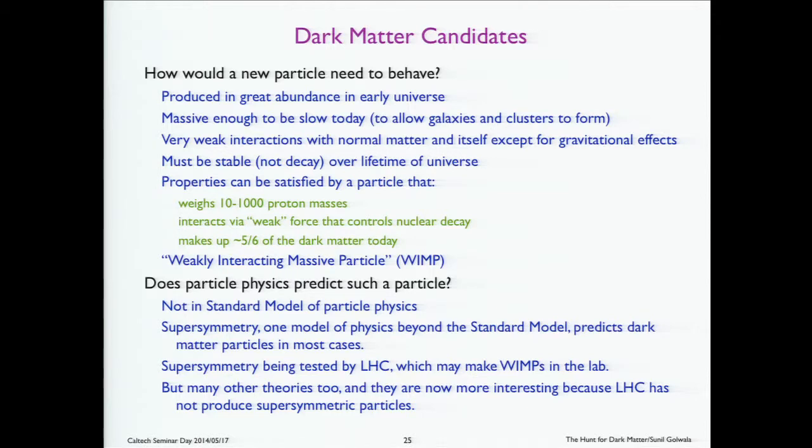They're not in the standard model of particle physics. They're not explained by the physics that we know about. For about 2 or 3 decades, supersymmetry, which is one model of what physics beyond the standard model is, has been kind of viewed as the best predictor of what the dark matter might be, and it, in fact, does predict a dark matter particle in most cases. It's being tested by the LHC. The LHC is trying to produce supersymmetric particles, which means we might make those things in the laboratory. But the LHC hasn't produced anything except the Higgs boson. It hasn't produced any surprises. So there are many other theories nowadays that can also explain dark matter without requiring supersymmetry.